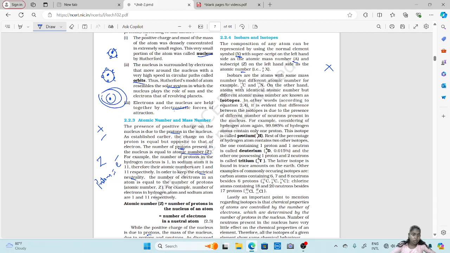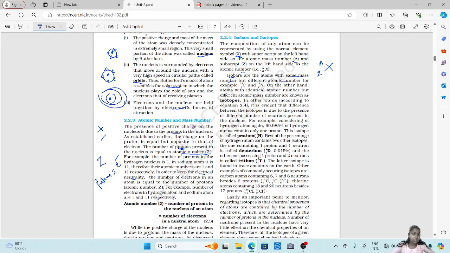X. On top is the mass number, and down below is the atomic number. This is how a normal element is represented. Isobars are atoms with the same mass number but different atomic numbers. So what are isobars? They are atoms with the same mass number but different atomic number.